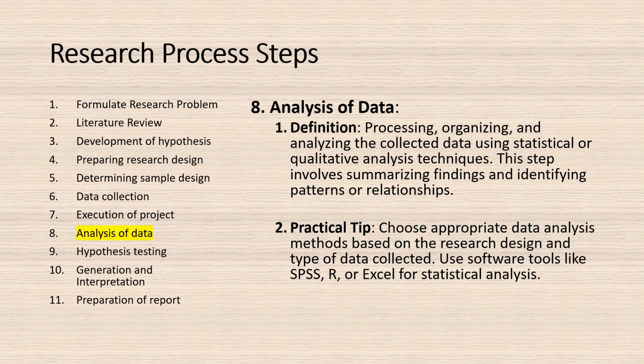Research process steps: 8. Analysis of data. Definition: processing, organizing, and analyzing the collected data using statistical or qualitative analysis techniques. This step involves summarizing findings and identifying patterns or relationships. Practical tip: choose appropriate data analysis methods based on the research design and type of data collected. Use software tools like SPSS, R, or Excel for statistical analysis.